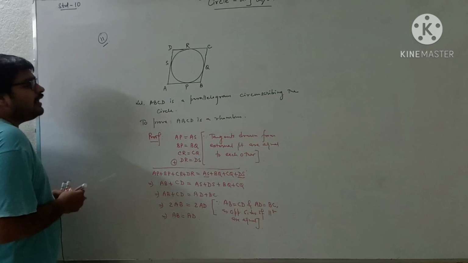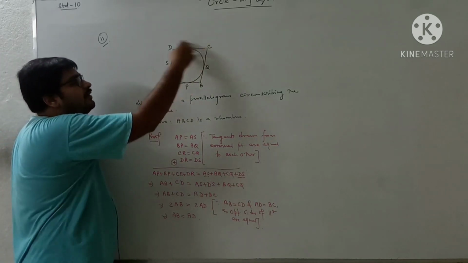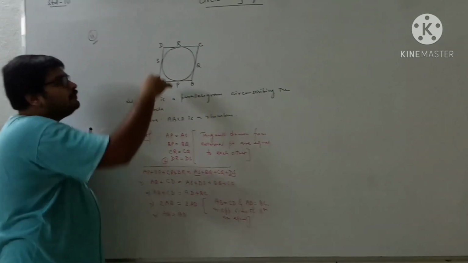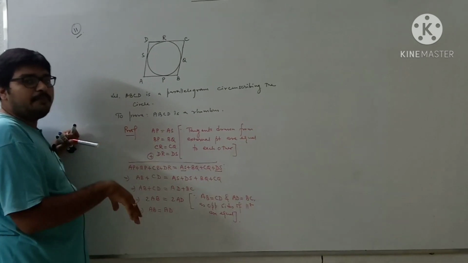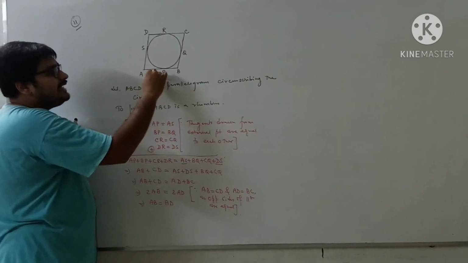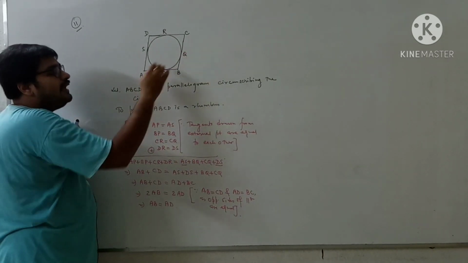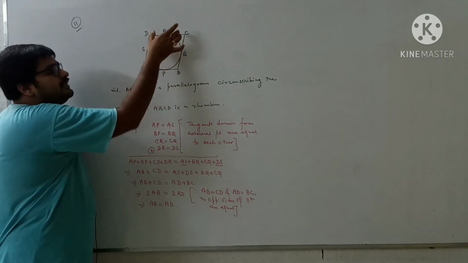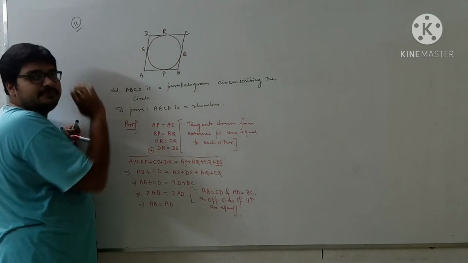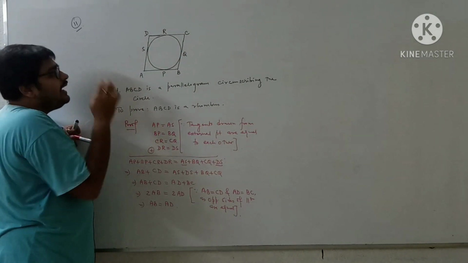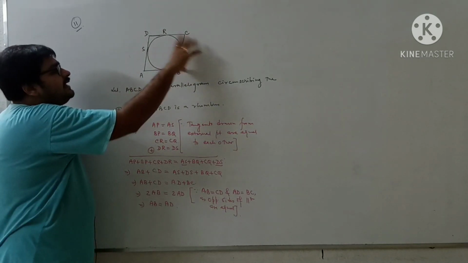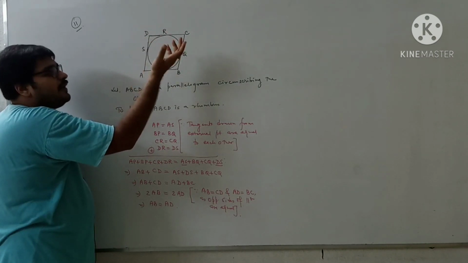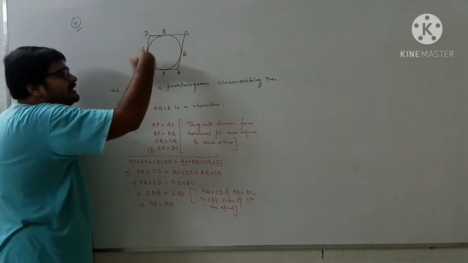So what have we proved? In a parallelogram we know that opposite sides are equal. But now what have I proved? In a parallelogram, adjacent sides are equal. So whenever AB is equal to BC, as AB equal to CD, BC also comes equal to CD. And as BC equal to AD, opposite sides of a parallelogram, actually all the sides we are getting equal.